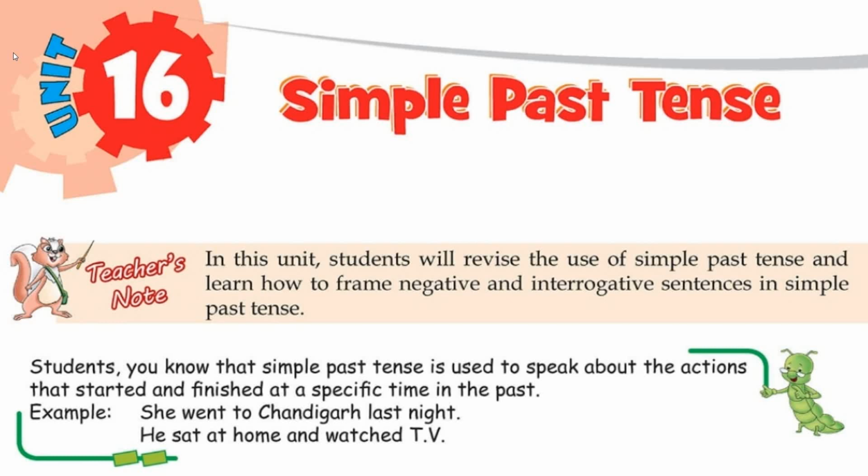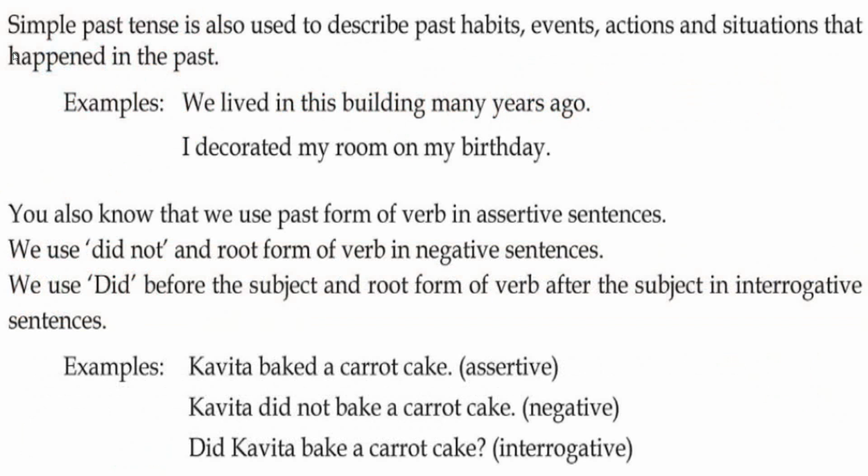Students, you know that simple past tense is used to speak about the actions that started and finished at a specific time in the past. Example, she went to Chandigarh last night. So, children, when we are talking about the past, we have to change the root form of the verb into past tense. Like, went is the past tense of go. In the same way, he sat at home and watched TV. So, sat is the past tense of sit and watched is the past tense of watch.